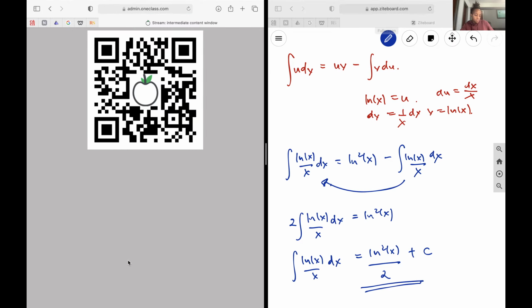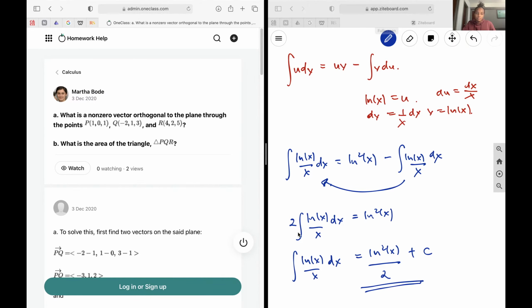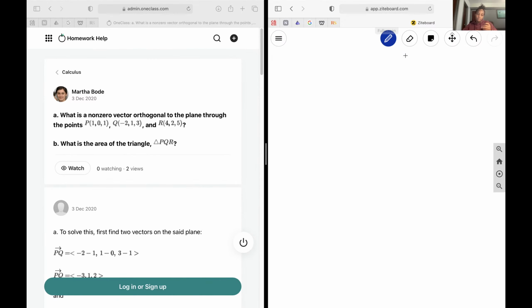Okay, on to our next question. So for this one, I would like to find a non-zero vector that is orthogonal to the plane through the points, these ones, and find the area of my triangle. Okay, so first I need to find two vectors on the plane based off of the points I've been given. Let's go about doing that.